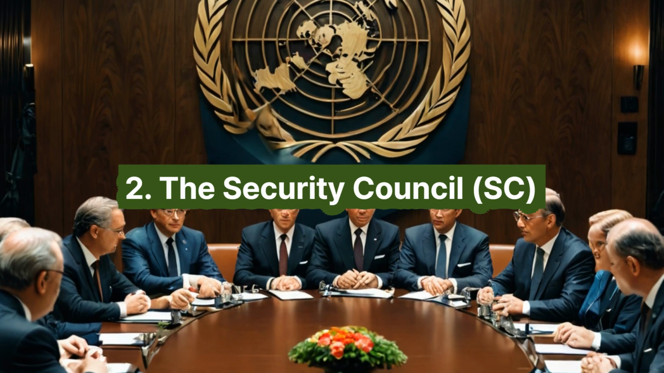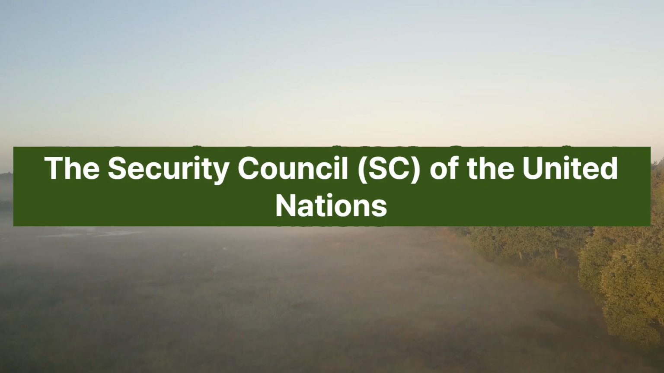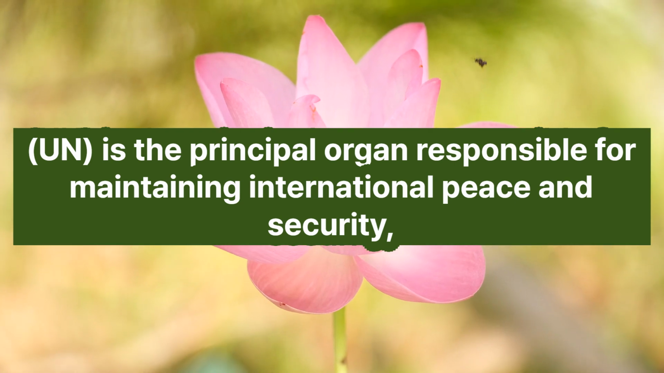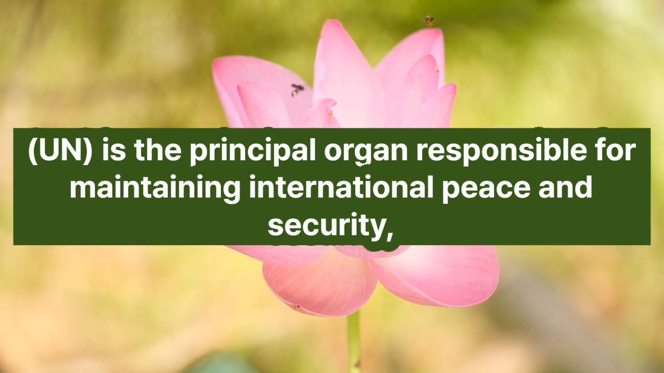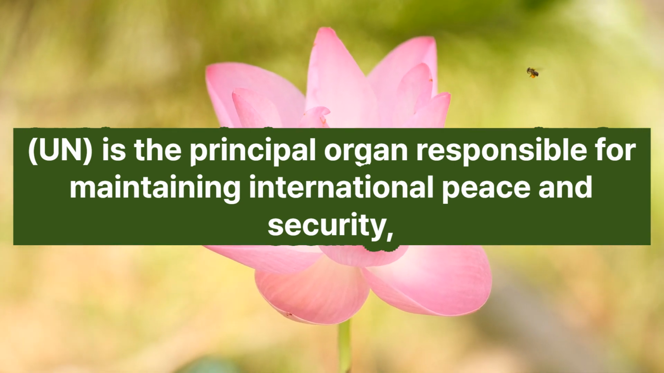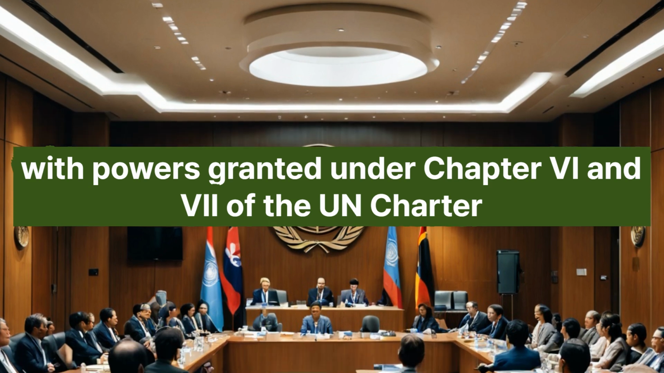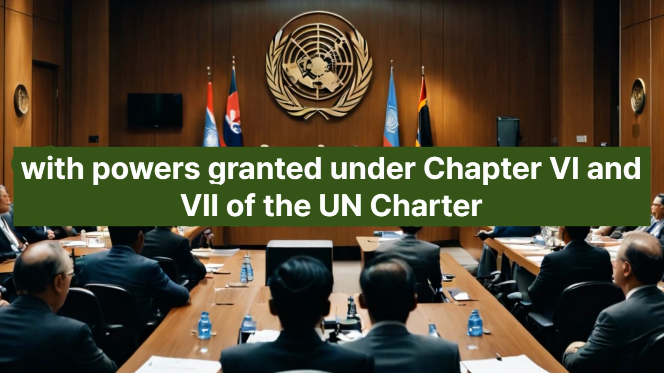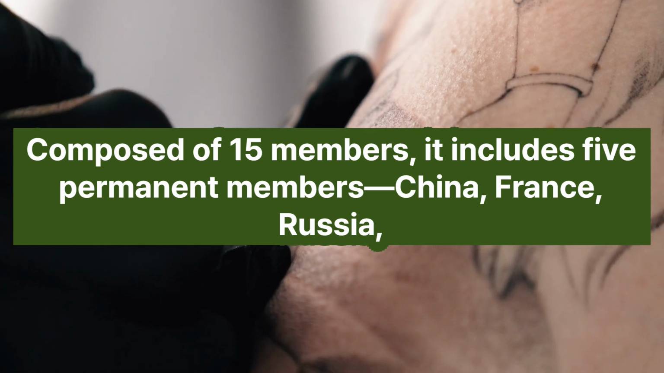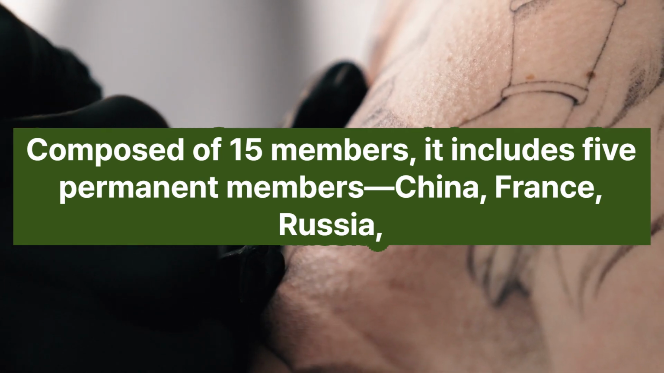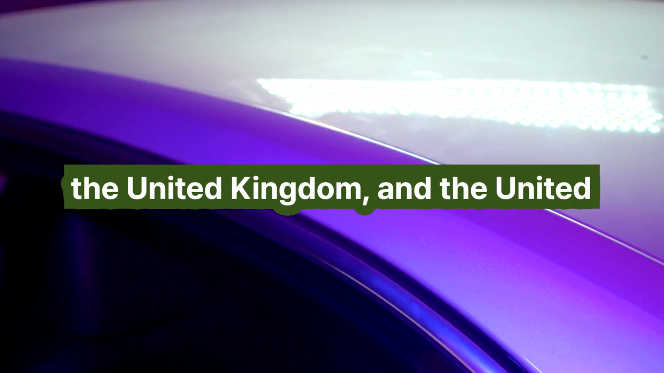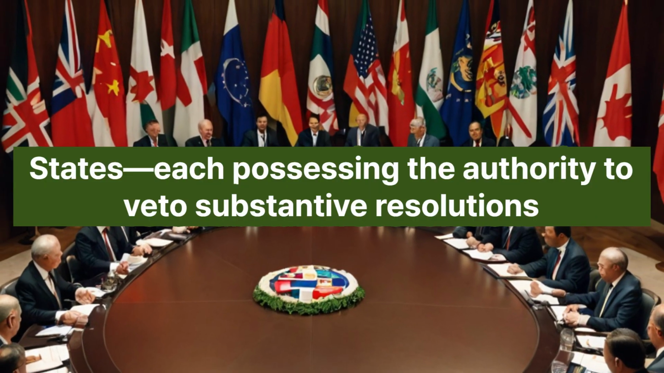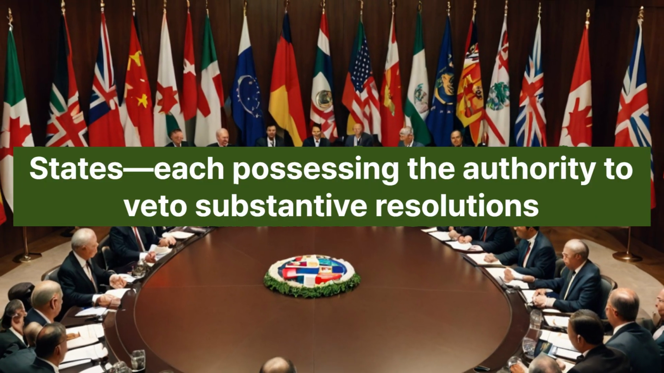2. The Security Council (SC). The Security Council of the United Nations is the principal organ responsible for maintaining international peace and security. With powers granted under Chapters VI and VII of the UN Charter, it is composed of 15 members, including 5 permanent members: China, France, Russia, the United Kingdom, and the United States, each possessing the authority to veto substantive resolutions.